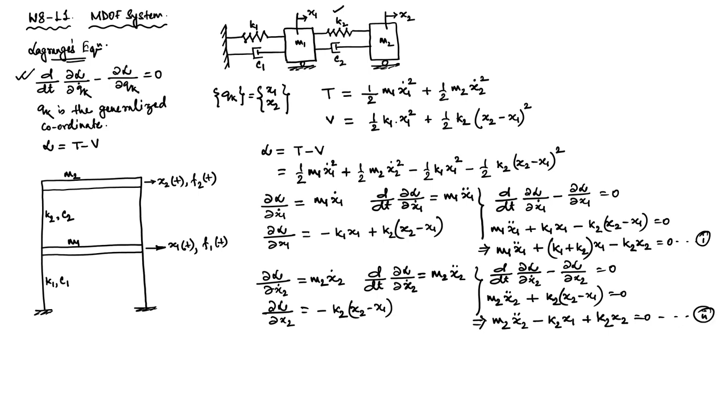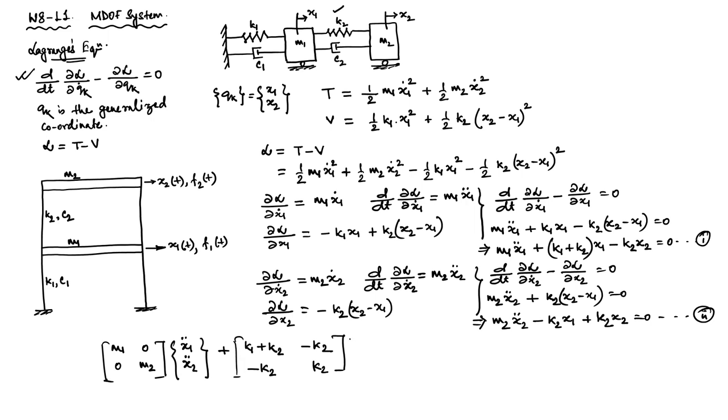So, we have a two degrees of freedom system and we have developed two equations of motion. Now, if we combine them in matrix form, we will have [m1 0; 0 m2] times [x1 double dot; x2 double dot]. So, that is the first term, plus we have [k1 plus k2, minus k2; minus k2, k2] times [x1; x2] is equal to 0. So, that is the third equation.